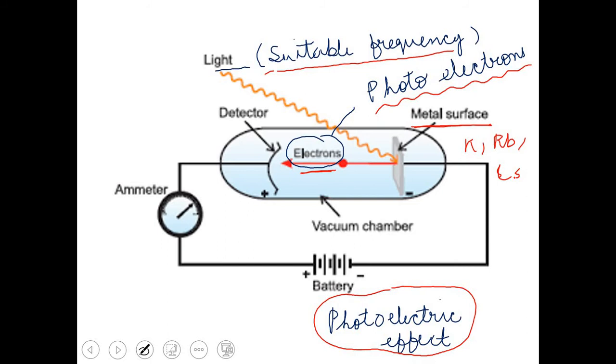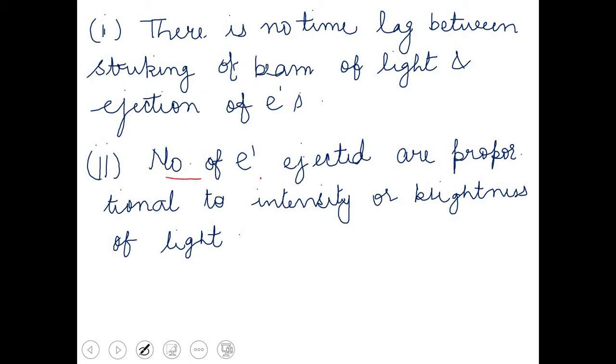So he made some important observations during this effect. The first observation is that there is no time lag between the striking of the metal surface with light of a suitable frequency and the ejection of electrons. Means as soon as light of suitable frequency strikes the metal surface, electrons start ejecting. The second point is that the number of ejected electrons is proportional to the intensity or brightness of light.